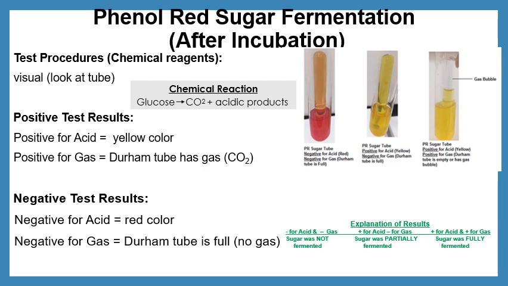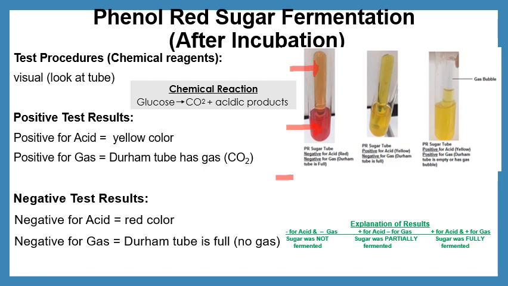So let's look at our options. Here we have our phenol red sugar tube. Phenol red is the indicator dye within the tube that's going to tell us whether or not acid has been produced. It's a sugar tube because it could have glucose, lactose, sucrose, etc., one of those sugars. The first one we're going to look at is for acid production. This first tube appears red, and the Durham tube is also red. This one looks a little orangey, but that's just from the photograph. As long as the majority of the tube is red, that is negative for acid.